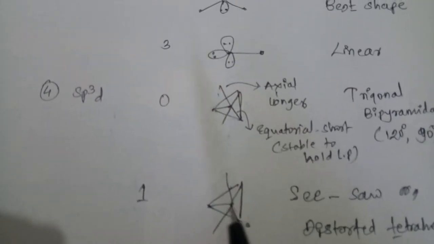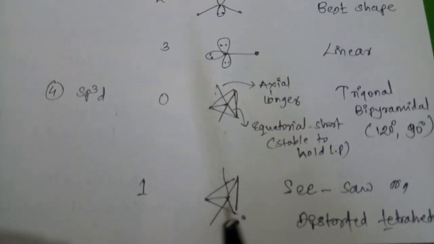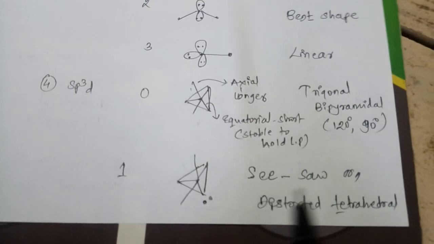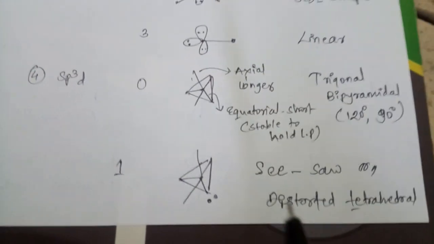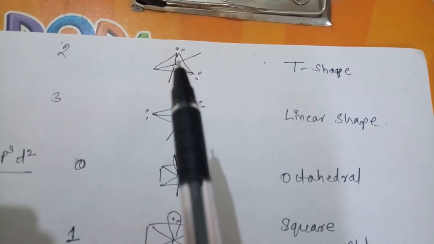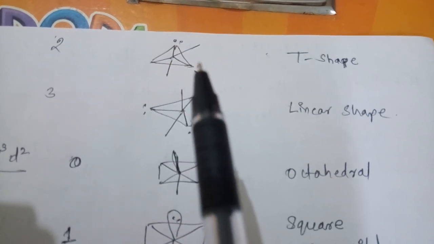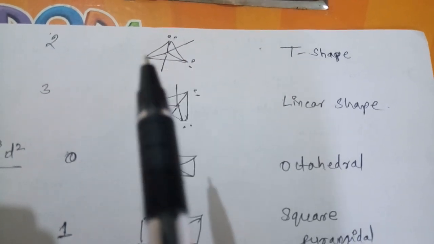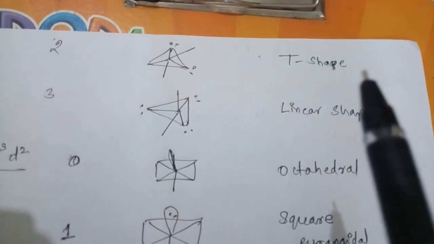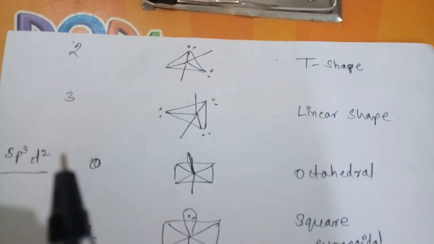Now if you see these structures, it looks like a seesaw. So the geometry will be the seesaw geometry or distorted tetrahedral geometry. We can say it is a seesaw or distorted tetrahedral. In the presence of two lone pair of electrons, here one lone pair of electrons is associated with one equatorial bond, another lone pair with another equatorial bond. So it looks like a T. So the geometry is T-shaped geometry in the presence of two lone pair of electrons in the sp3d hybridization.